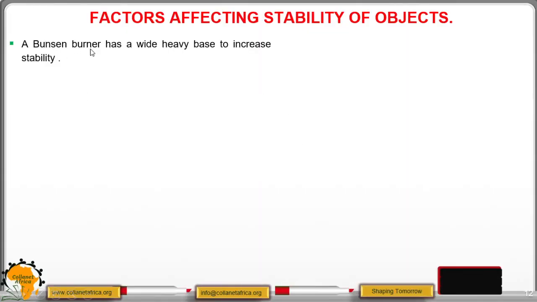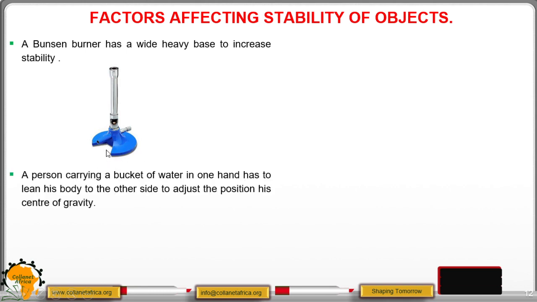Then we have the Bunsen burner, which has a wide and very heavy base to increase stability. So you can see that the base is very wide, and also the base is made up of metals which are heavy. So it is very stable.